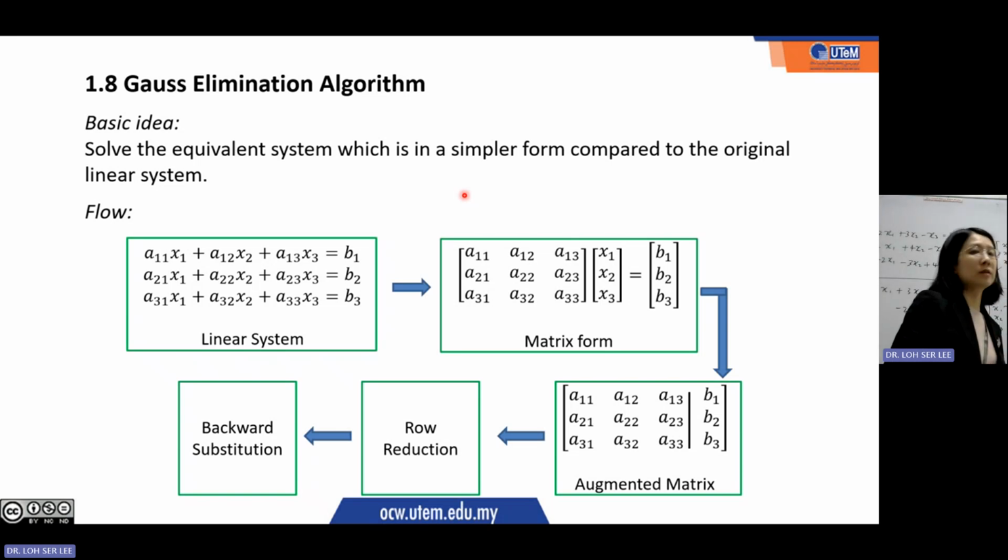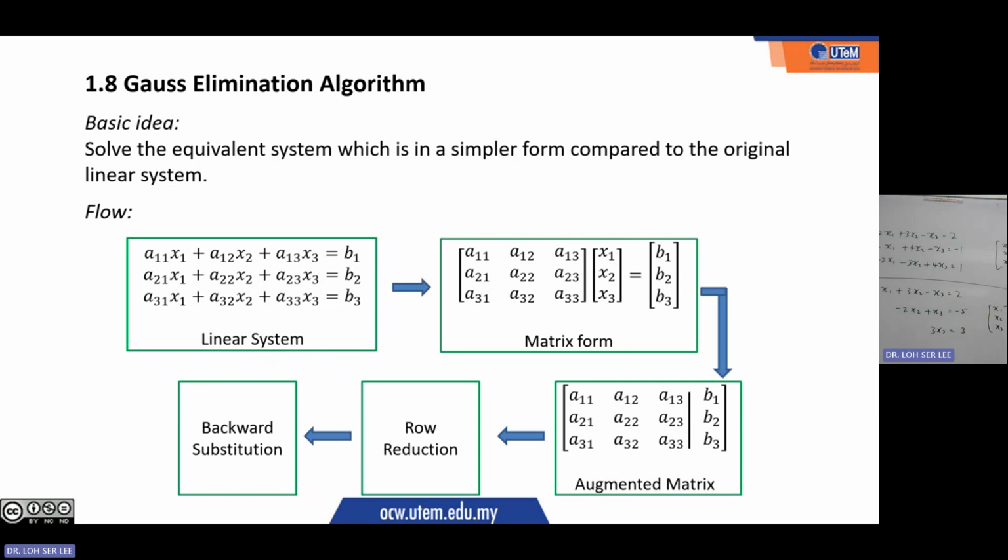Next we look at Gauss elimination. The basic idea is we solve the equivalent system, which is in a simpler form compared to the original linear system. What does this sentence mean? Equivalent system.